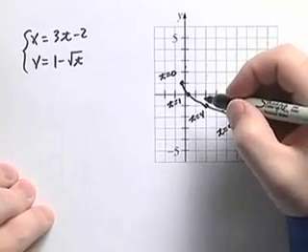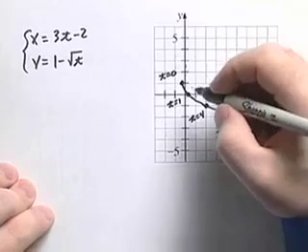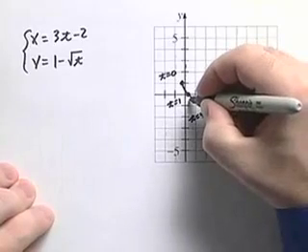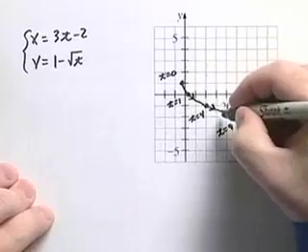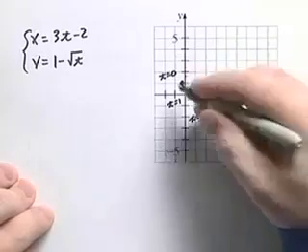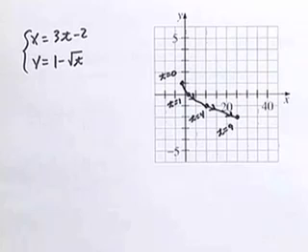We also need to show the orientation for these parametric curves. The orientation will be in this direction. As t increases, the graph is going this direction. And so there's the graph of our curve. The next thing we need to do is find the rectangular equation for this curve.